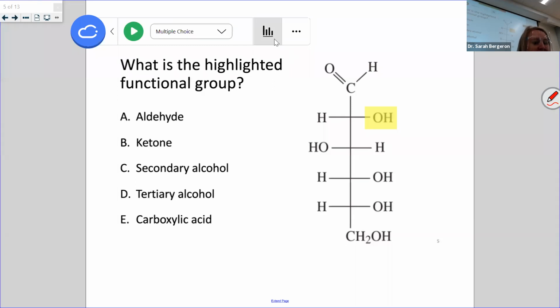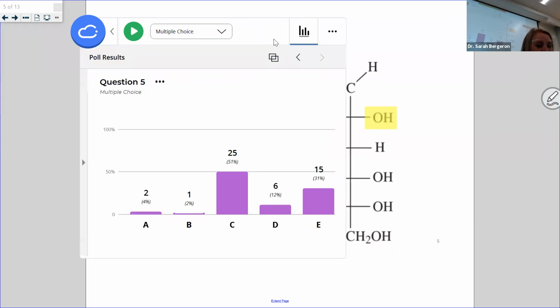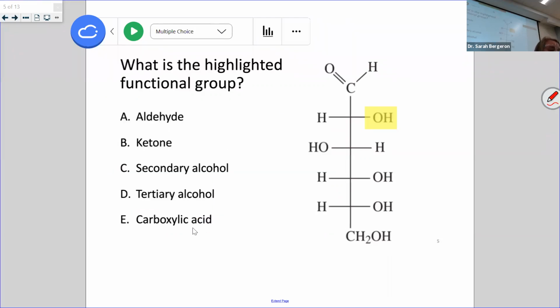So, what did we say? The majority of y'all said that it is a secondary alcohol, but I saw a lot of people thought carboxylic acid. How is that alcohol different than a carboxylic acid? The carboxylic acid would have to have the OH here, attached to the carbonyl group. That would be a carboxylic acid. But in this case, our alcohol is bonded to our carbon here, attached to something that's not a carbonyl.